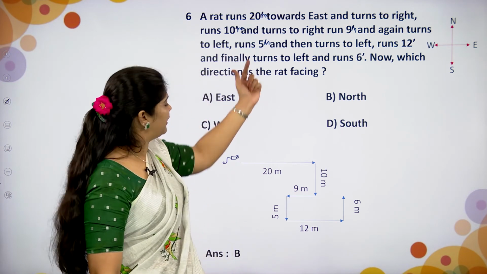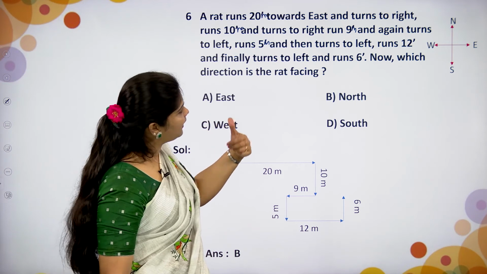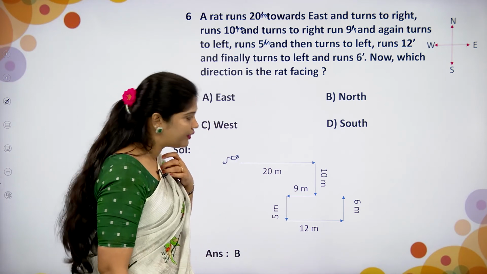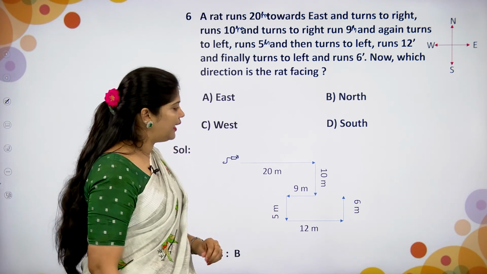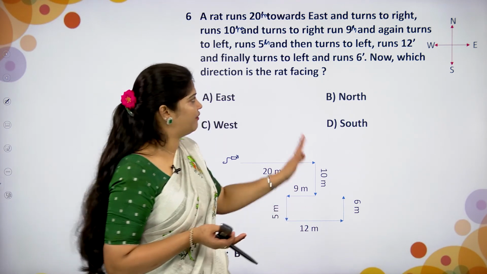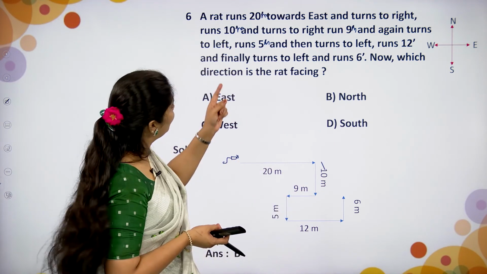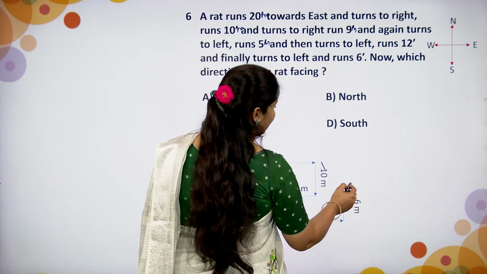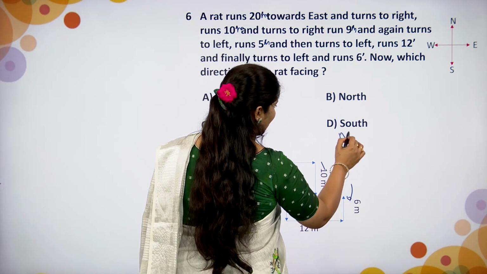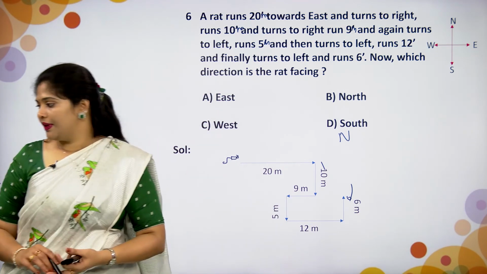Again from there the rat takes a left direction, that is 5 meters. From there again it takes a left direction, that is 12 meters, and finally it turns left, so that is 6 meters. So here the rat is there. It is north. So that rat is in north direction. Option B is the correct answer.